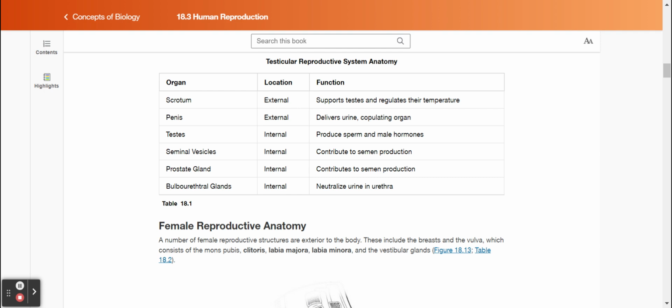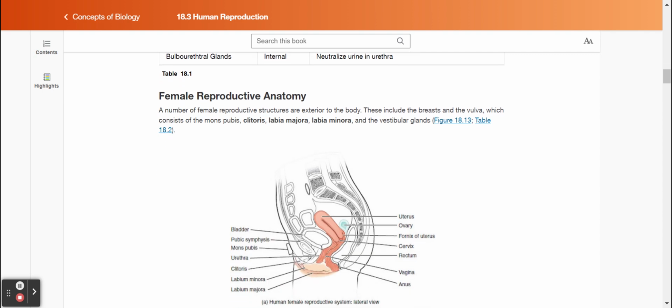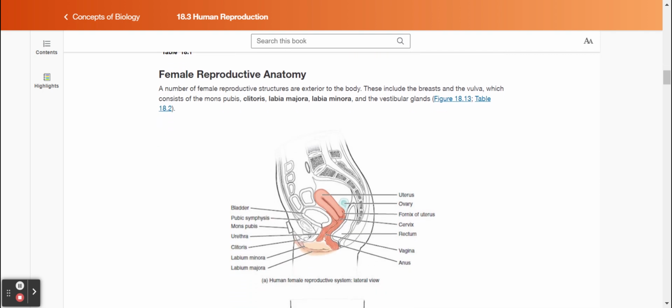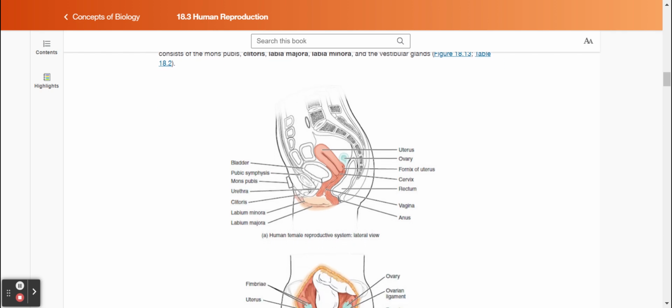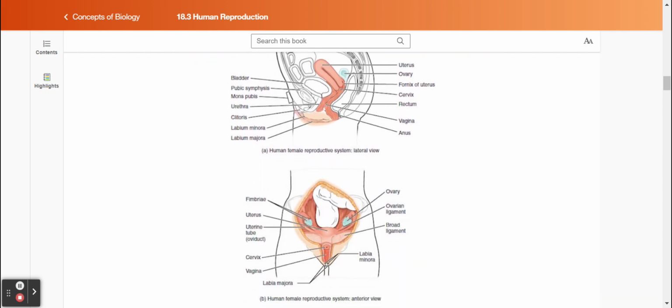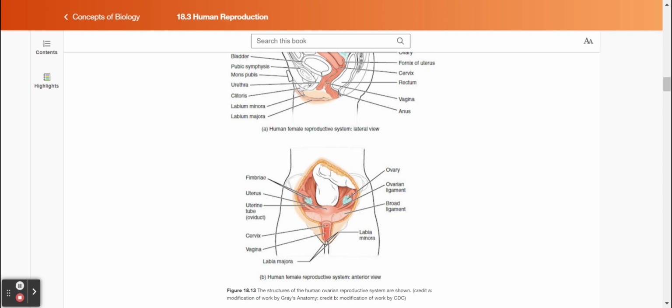Female reproductive anatomy. A number of female reproductive structures are exterior to the body. These include the breast and the vulva, which consist of the mons pubis, clitoris, labia majora, labia minora, and the vestibular glands. Figure 18.13. The structures of the human ovarian reproductive system are shown.